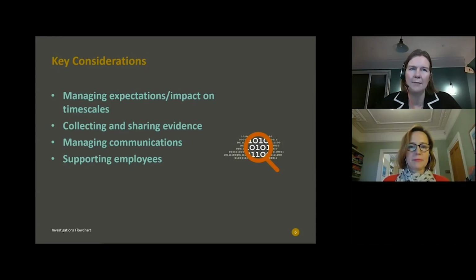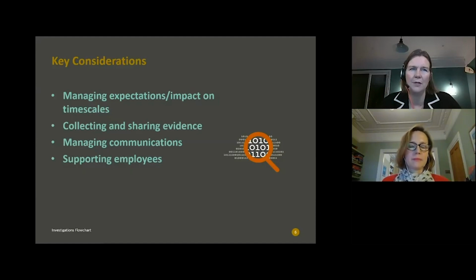As part of adapting your procedures, you'll need to give thought in advance to the practical questions we talked about earlier in terms of how you collect evidence, how you share it and make sure it's kept confidential, how your interviews will work, will you video them, and any protocols you want to put in place around these. And the other key considerations around communication and supporting the employees involved.